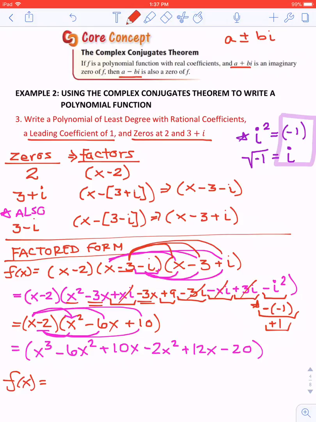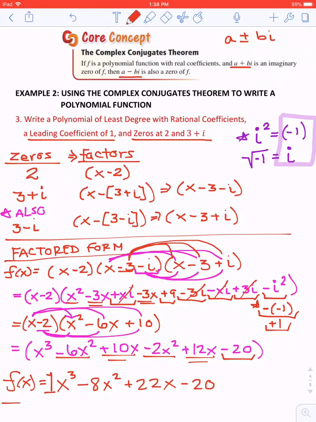Alright, so highest term, x cubed. Next terms, I have x squared, so I have minus 8x squared. My next term is my x's, so plus 22x. And then my last value of negative 20. Let's see, is it a polynomial? Yes. Is it in least degree, standard form, 3, 2, 1, 0? Yes. Rational coefficients, leading coefficient of 1, so that's from our instructions. Yes, there's only one x cubed in the front here, and I utilized all of my zeros.